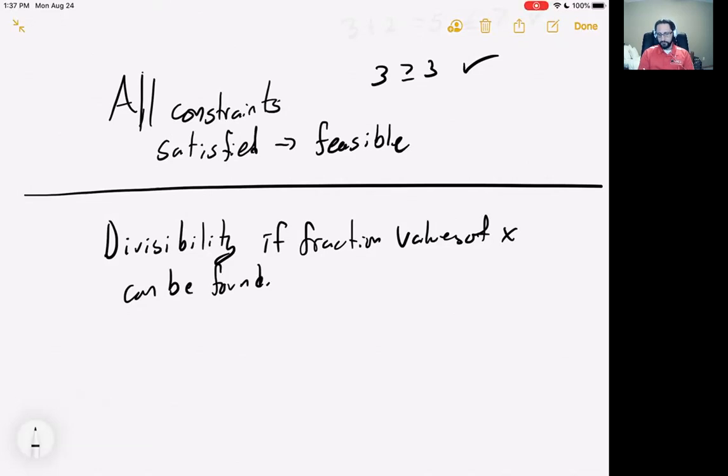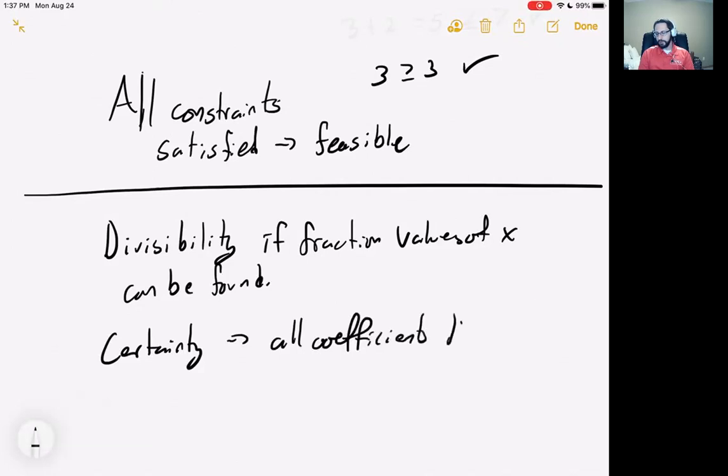There's also the certainty assumption. It's when all of the coefficients are known exactly. And again, you can imagine that in real life, there are times where you don't know all of those coefficients exactly. That's another field of study, but it creates a thing that is not an LP.